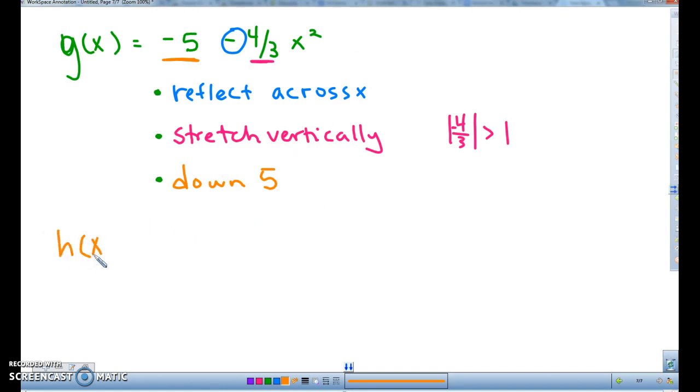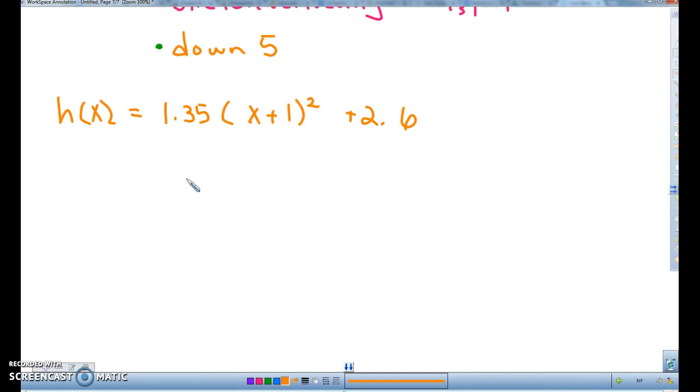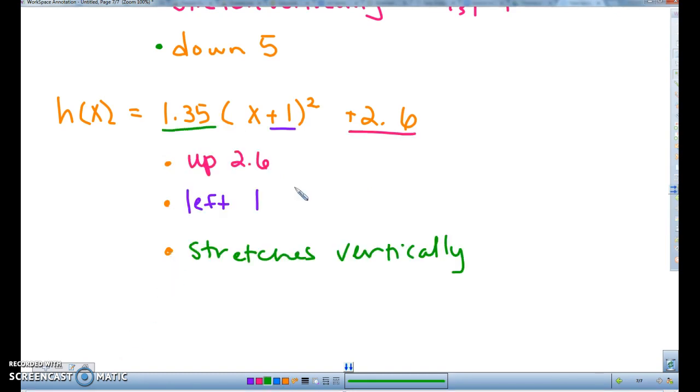And in this last example, I have h of x equals 1.35 times the quantity x plus 1 squared, plus 2.6. I know there are some decimals here, but we're not really graphing it, we're just telling how it'll move. So let's see if we can pick out 3 transformations that are happening here. I have this plus 2.6 at the end, that moves me up 2.6. This plus 1 moves me left 1. And this absolute value is greater than 1, so I'm going to stretch vertically.